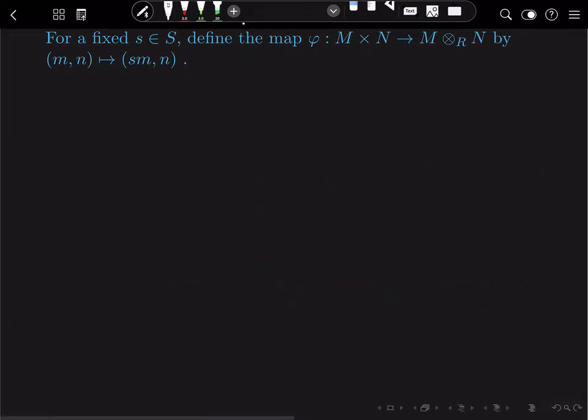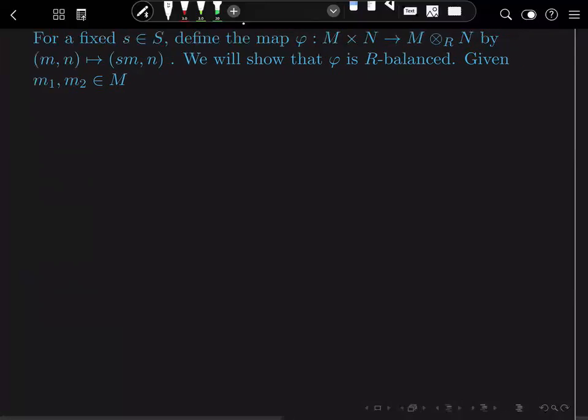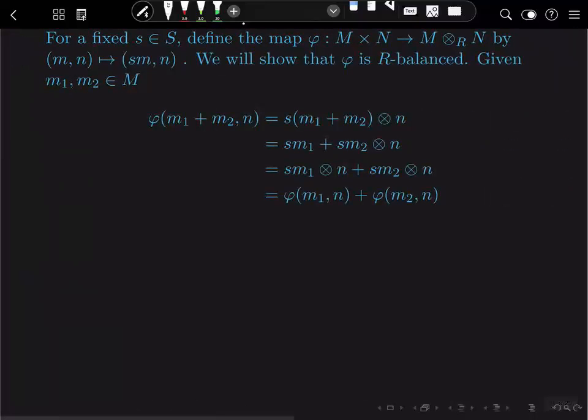So for each fixed s in S, we define the map phi from M cross N into M tensored with N by (m, n) maps to sm tensored with n. Okay, so that's how we're going to define our map. We want to show that this map is R-balanced. So if we're given m1 and m2 in M, we just do some simple calculations. We have phi of (m1 plus m2, n). That's going to be s times (m1 plus m2) tensored with n.